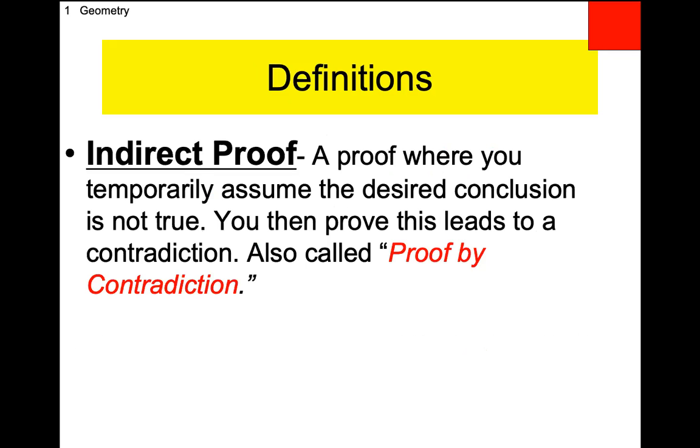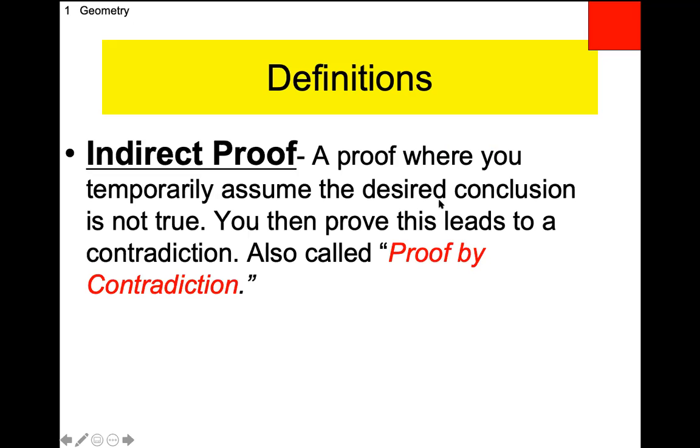This is the actual definition. An indirect proof is a proof where you temporarily assume that the desired conclusion is not true. Say you're asked to prove that these two parts are congruent. So I'm going to assume that they are not congruent temporarily. What happens is you then do the proof, and this will lead to a contradiction. Well, clearly, because if it's not true, then you're going to run into problems. So you assume temporarily that the desired conclusion is not true. In other words, you reverse it.